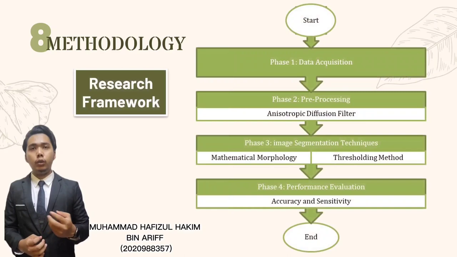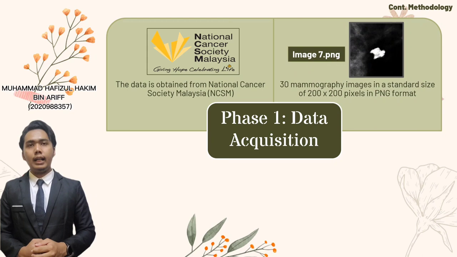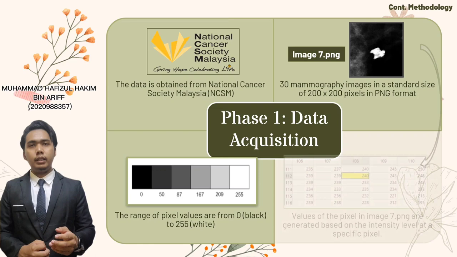Next, for our methodology, there are four main phases involved in this study. The first phase is data acquisition. The data is obtained from the National Cancer Society Malaysia. A sample microcalcification from the image 7 PNG is selected in the standard size of 100x200 pixels. The range of the pixel values is from 0, which is black, to 255, which is white. The image can be represented as pixels, which are generated based on intensity level.